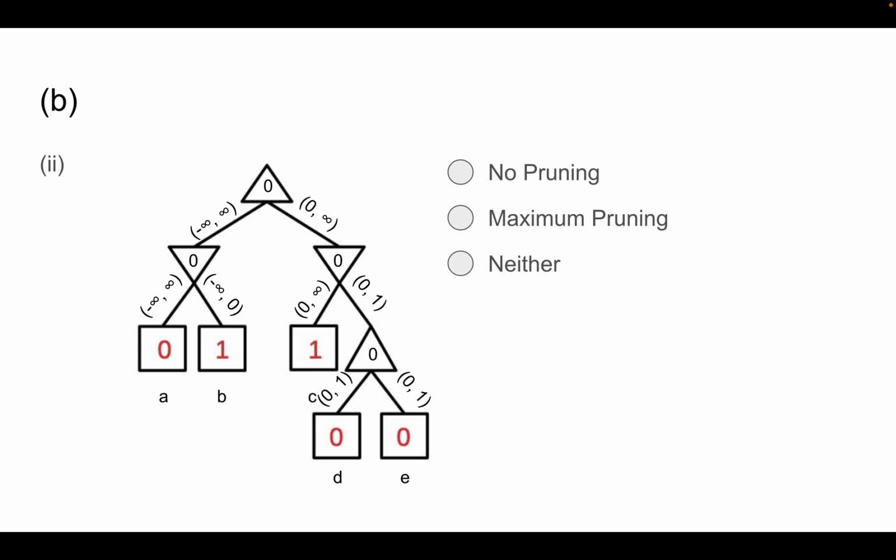So since we haven't pruned any branches here, we're just going to select no pruning because we needed to evaluate all children in order to get the final value of this tree. And that's it.